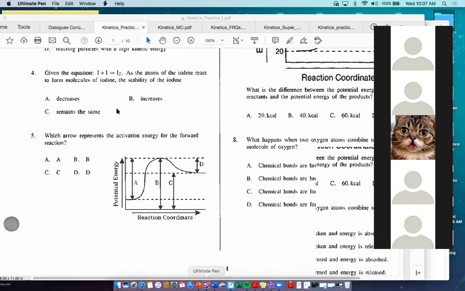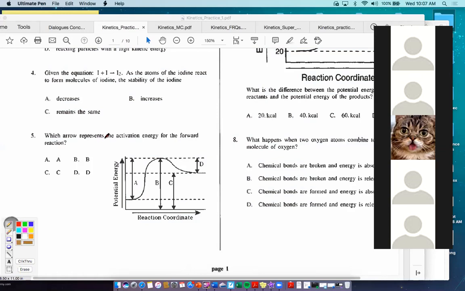Question 5. Which arrow represents the activation energy for the forward reaction? So forward reaction means that we're just looking at it from left to right. We start with reactants, we end with products. So I want the activation energy for the forward reaction.